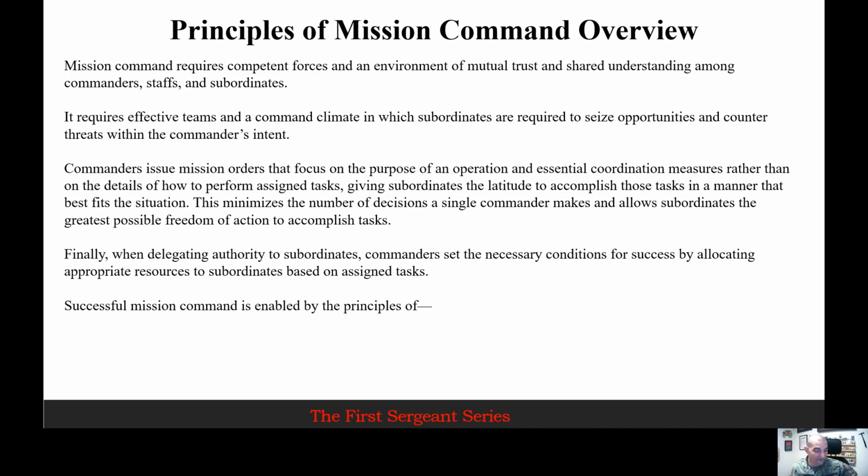But remember, ethical sound judgment, right? It all has to be ethical. The minimum number of decisions a single commander makes, and allow subordinates the greatest possible freedom of action to accomplish these tasks. All right. Successful mission command is enabled by all these principles.